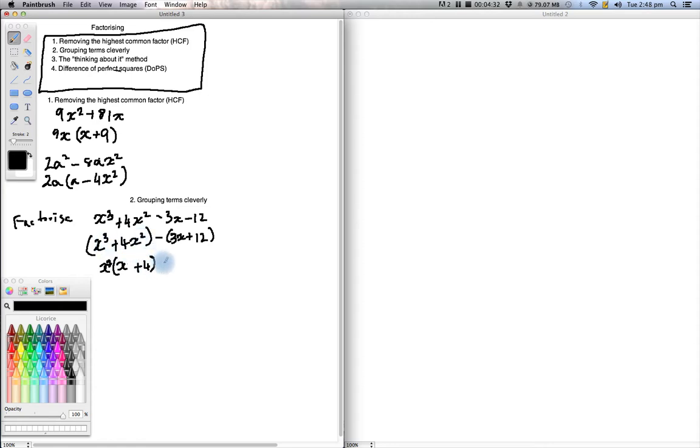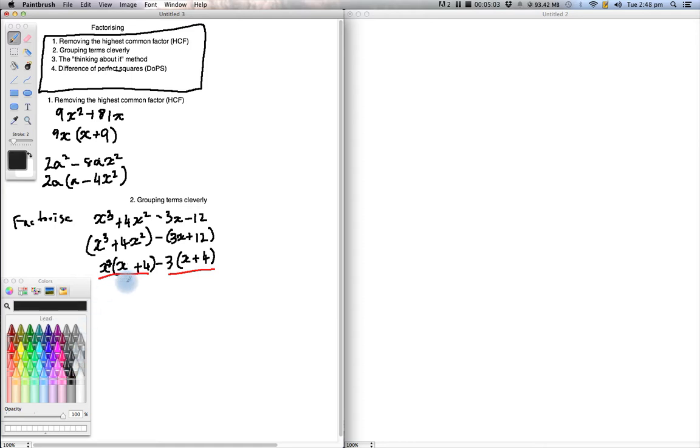Okay, now in this second part we can see that we've got 3 as a common factor. So we'll take the 3 out. 3 and x plus 4. Okay, now you can see we've got sort of two terms. That's one big term, and this is another sort of big term, if you like.